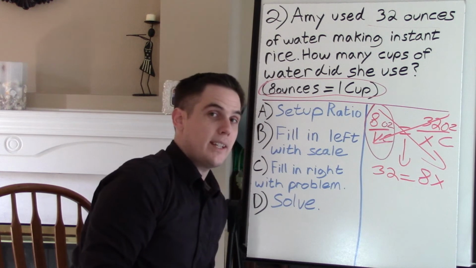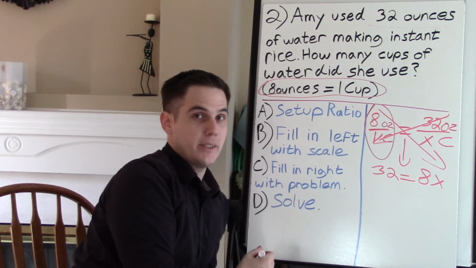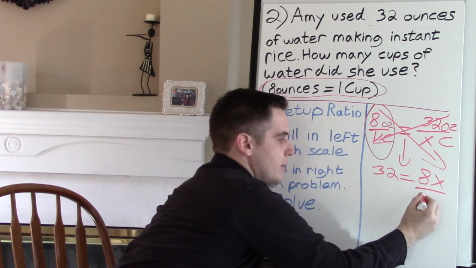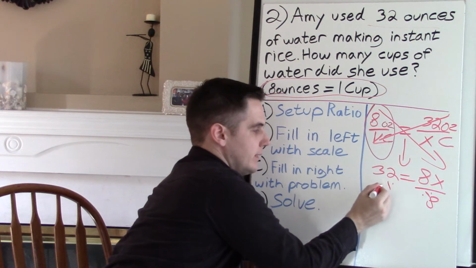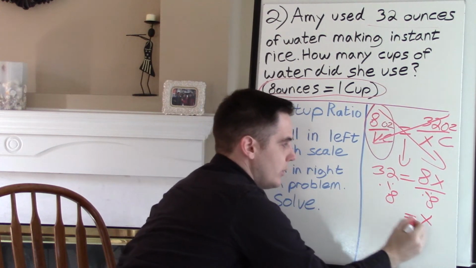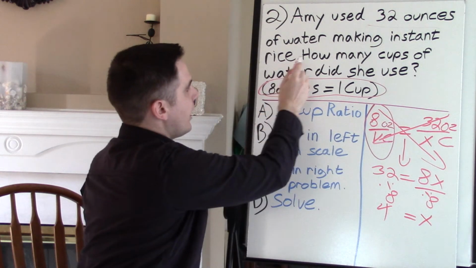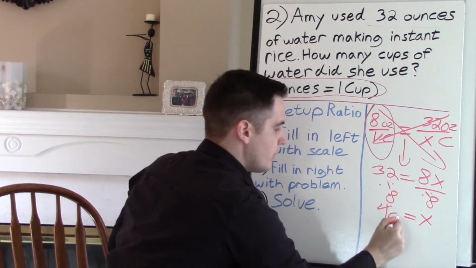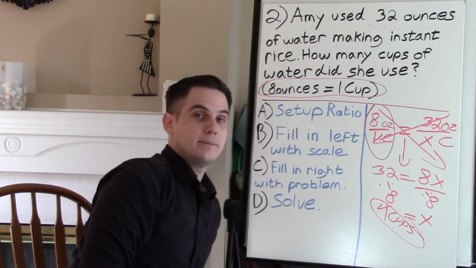Well, now we didn't just get X equals, but we know how to do this. We've been working on this for a week or so now. Divide by 8, because we're trying to get the X by itself. Divide by 8, and X equals 4. Now they wanted to know how many cups, so 4 cups is the answer.